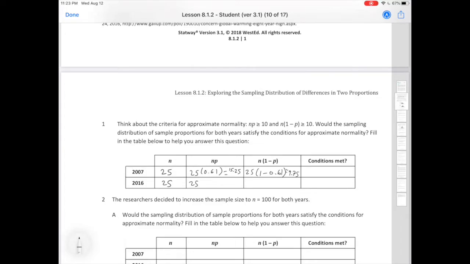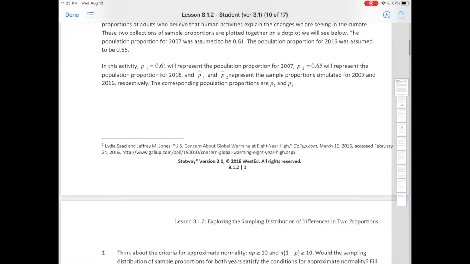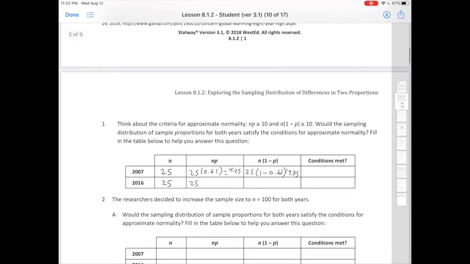Now let's try this one. My second proportion was 0.65. So if I multiply 25 times 0.65, I get 16.25. And this one is 25 times 1 minus 0.65. I get 8.75.